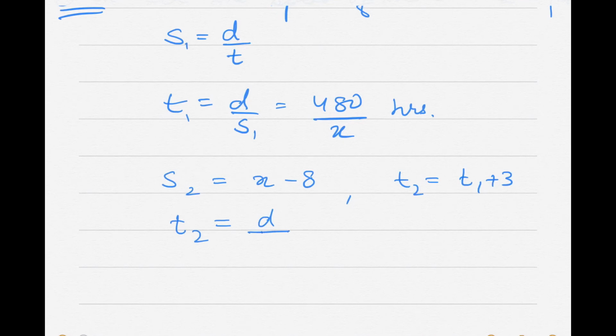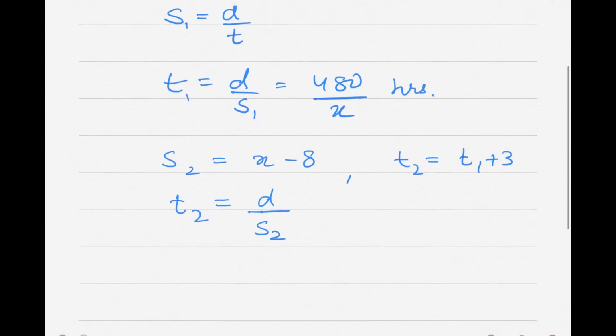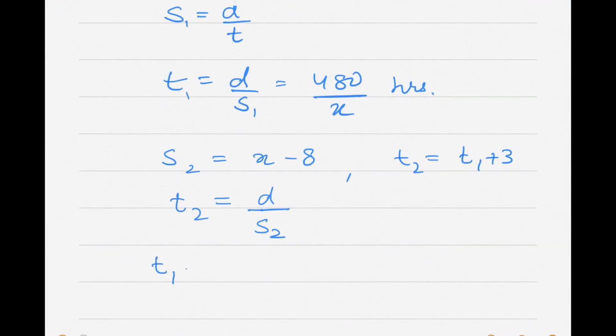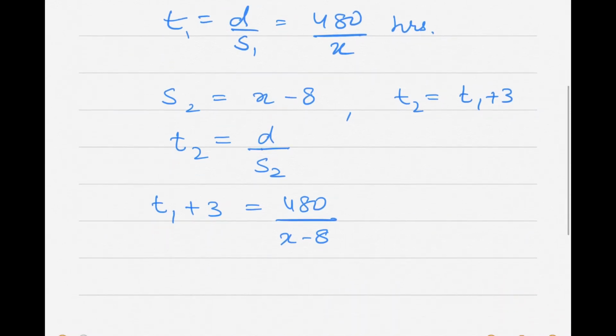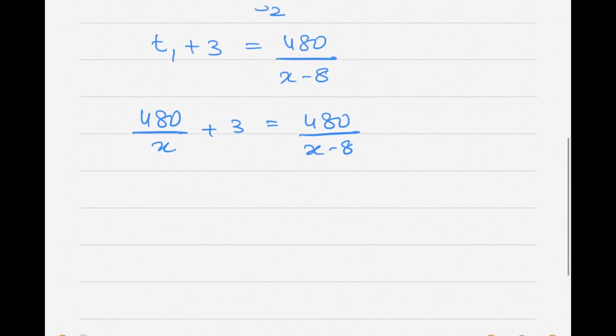So speed 2 I can write down like this. Now time 2 is equal to t1 + 3, and this is equal to 480 by speed 2, which has become x − 8. And time 1 also I can substitute because I just need one variable, correct? So time 1 I can substitute as 480/x, so 480/x + 3 = 480/(x − 8). Correct. So now this has become equal, so everything is fine. Now I just have to solve this equation.